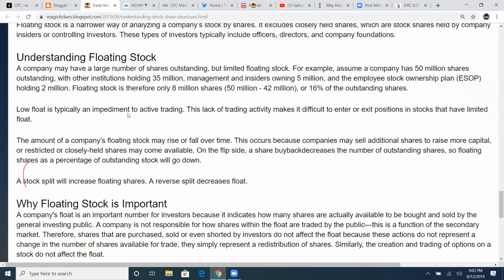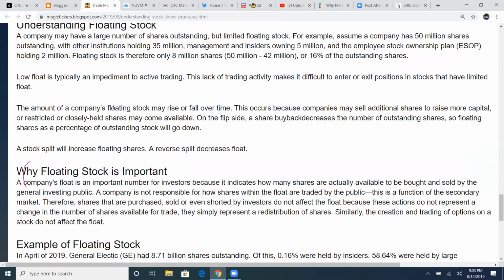Low float is typically an impediment to active trading. This lack of trading activity makes it difficult to enter and exit positions in stocks that have limited float. The amount of a company's floating stock may rise or fall over time. This occurs because a company may sell additional shares to raise more capital, or restricted or closely held shares may come available. On the flip side, a share buyback decreases the number of outstanding shares, so floating shares as a percentage of outstanding stock will go down. A stock split will increase floating shares. A reverse stock split will decrease the float.